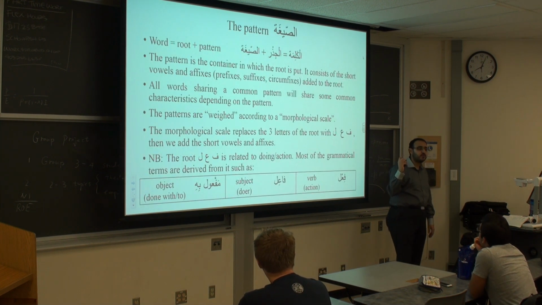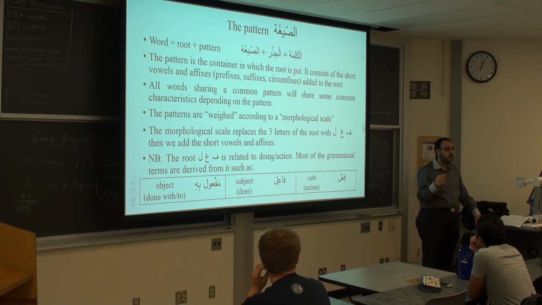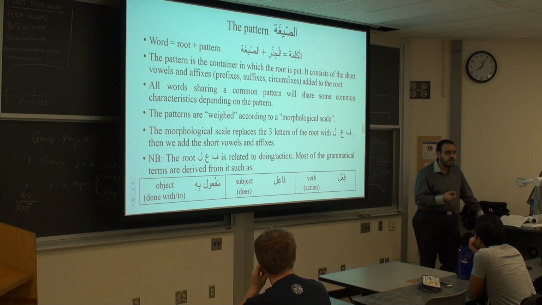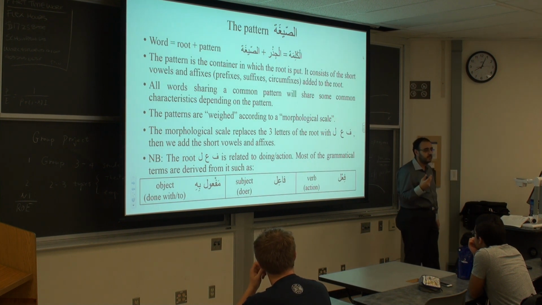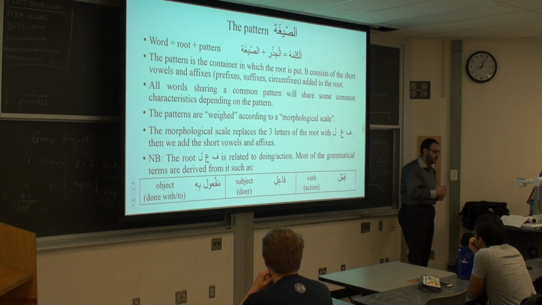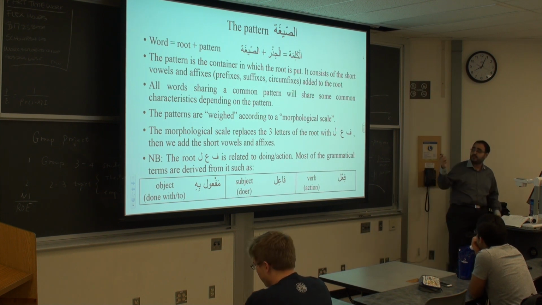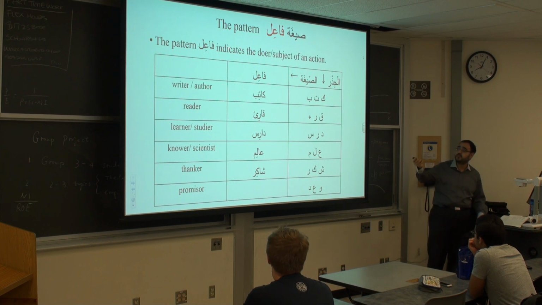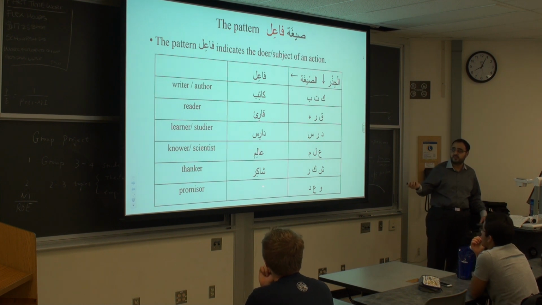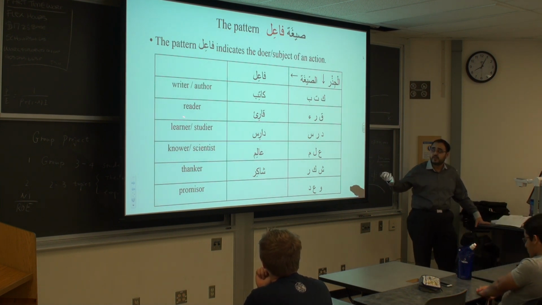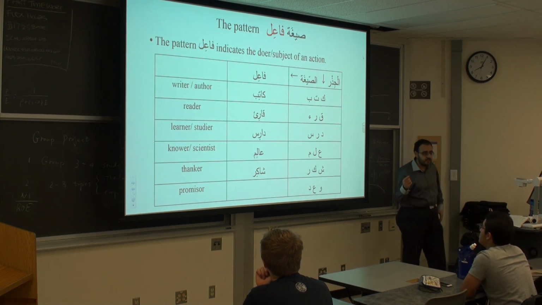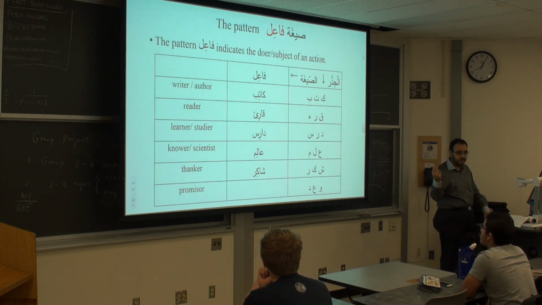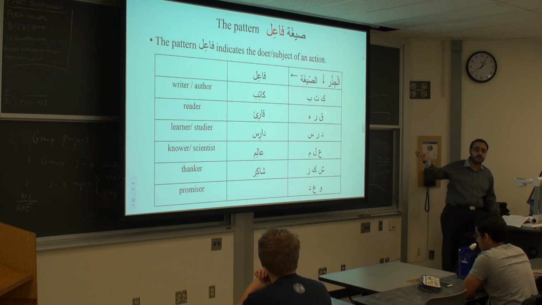What if words are sharing a common pattern? Let's say all words sharing the pattern fa'il. What will they share in common? Yeah, all will be the doer of the action. What action? This will be determined by the root. So if we have the pattern fa'il, all will be the doer of the action. Any word following the pattern fa'il will be the doer of the action: the writer, reader, learner, etc. But what action in specific will be determined by the root.